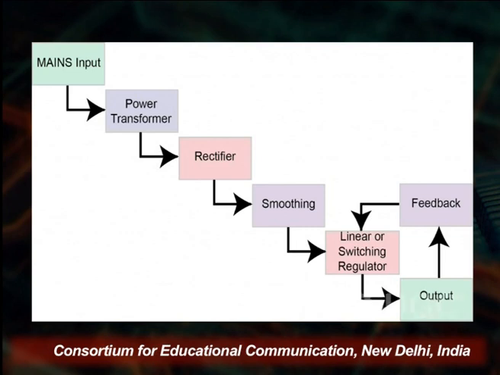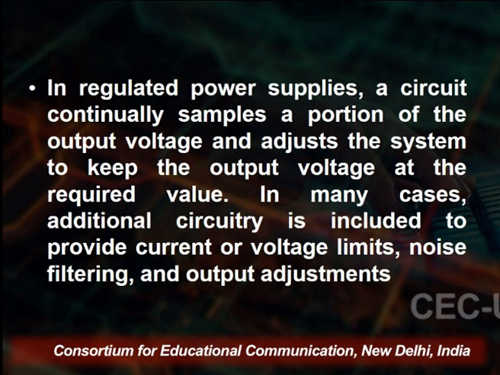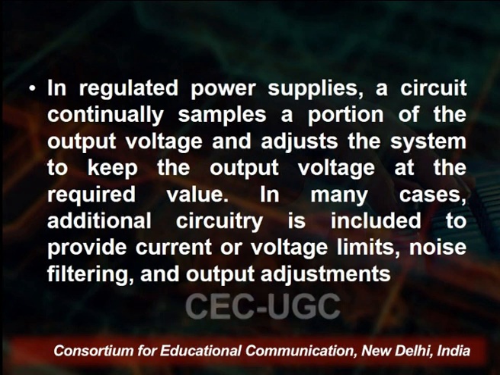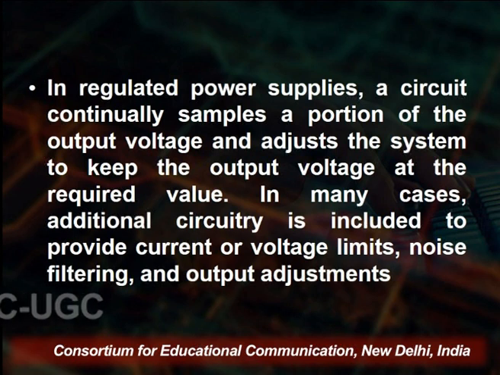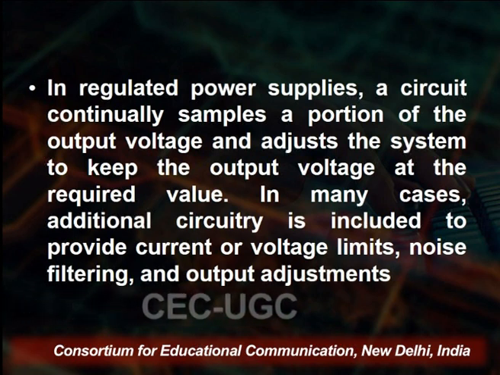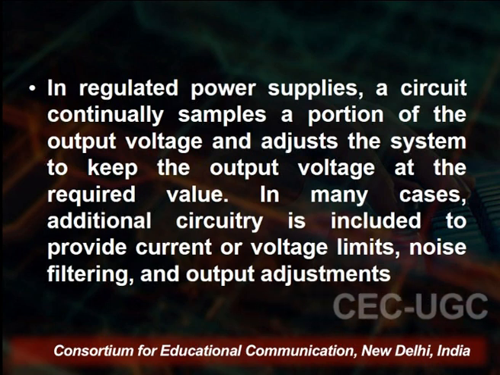You see on the screen here the main input, the power transformer, rectifier, again the smoothing. Now you see here a linear or switch regulator, then the output, and we are giving feedback to the linear or switching regulator. This is the change from the previous linear output. A regulated power supply circuit continually samples a portion of the output voltage and adjusts the system to keep the output voltage at the required voltage. In many cases, additional circuitry is included that provides current and voltage limiting, noise filtering and output adjustment.